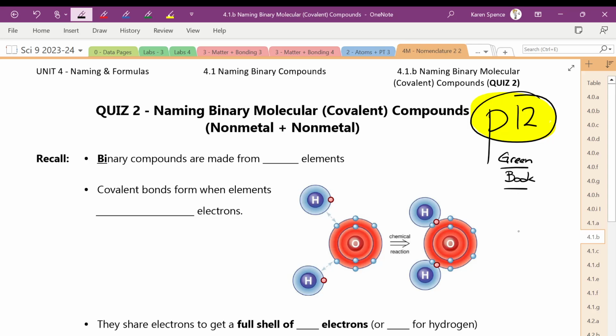I'm going to do this little mini lesson because after your test, the day after the test, you should be ready to do the quiz on this. But it'll be easy. Do you remember how I said the other one was easy? This one is also fairly easy. Okay? So this is page 12 in your green book.